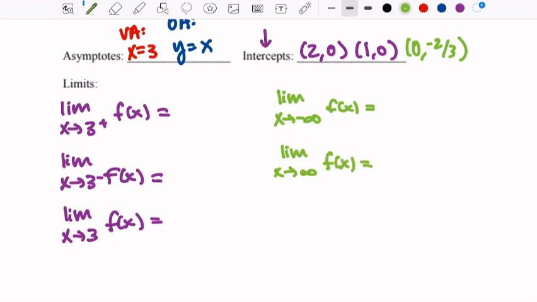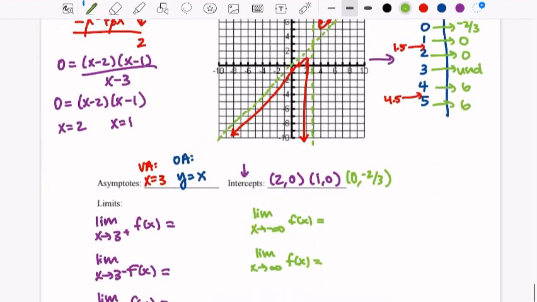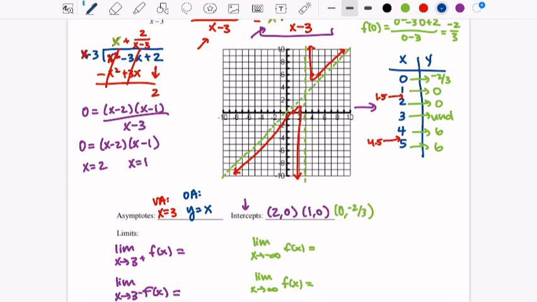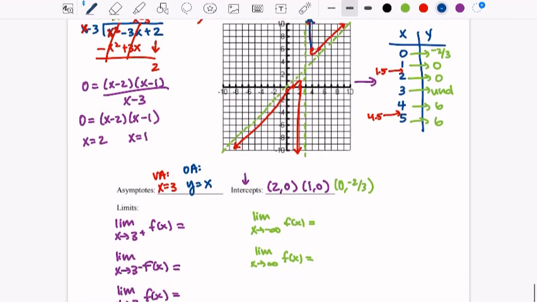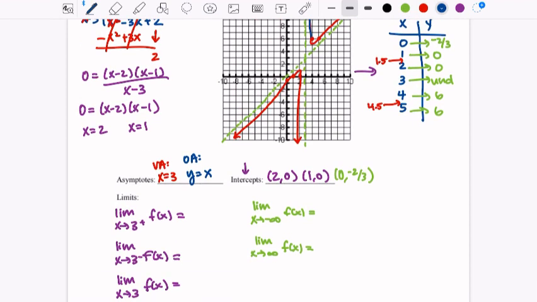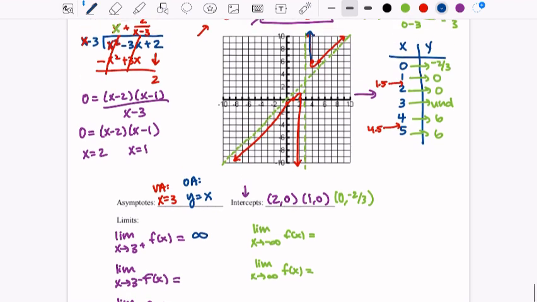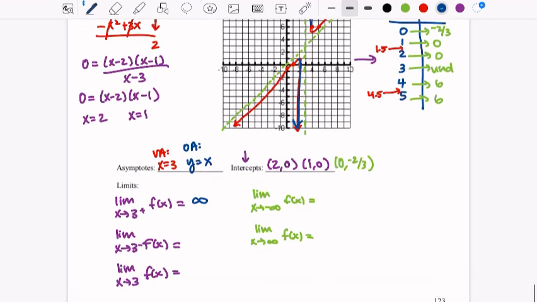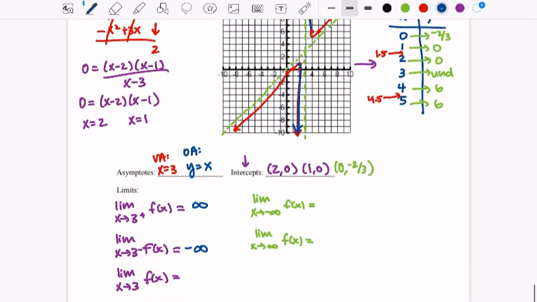Okay, vertical asymptote, if we're looking at this graph coming from the right, it looks like we are going up towards positive infinity. If I look at it coming from the left, it looks like we're going to negative infinity. And because one's going to positive and one's going to negative, they don't match. This limit is not going to exist.